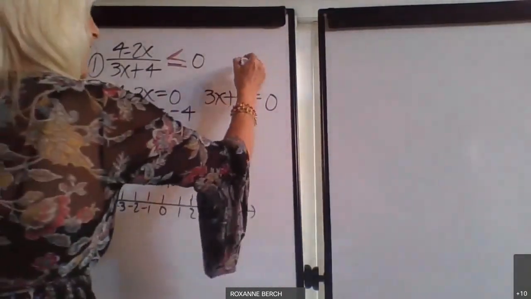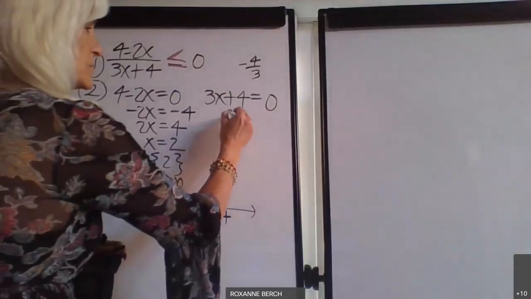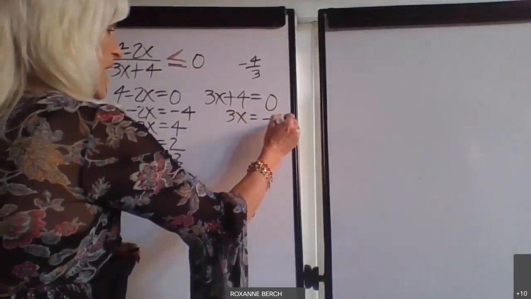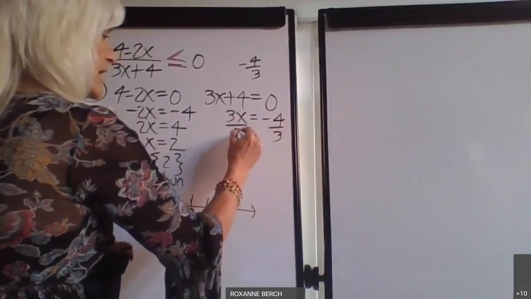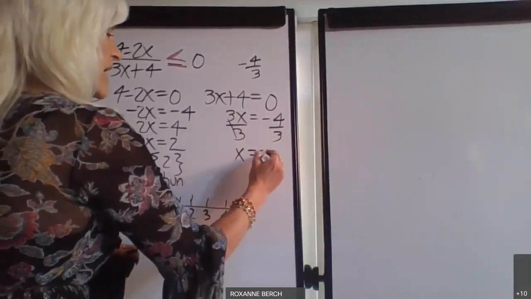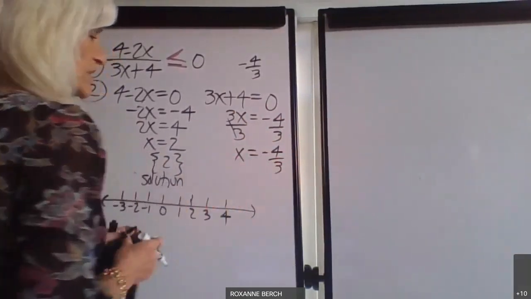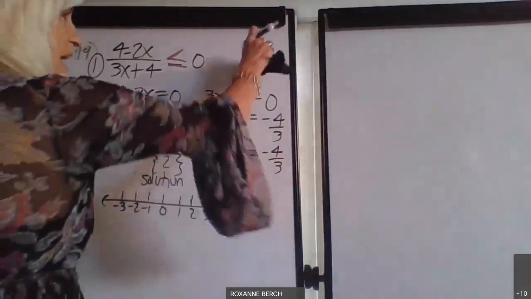-4/3. Okay, let's see. So you subtract 4, divide by 3, divide by 3. X is equal to -4/3. That's correct. Now, what did you find there?